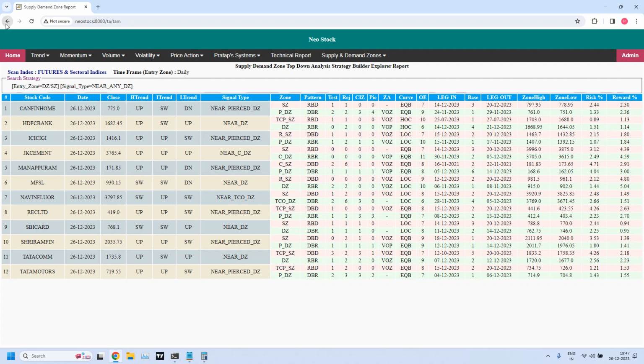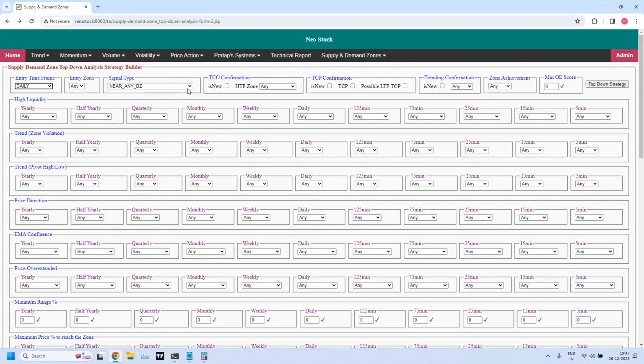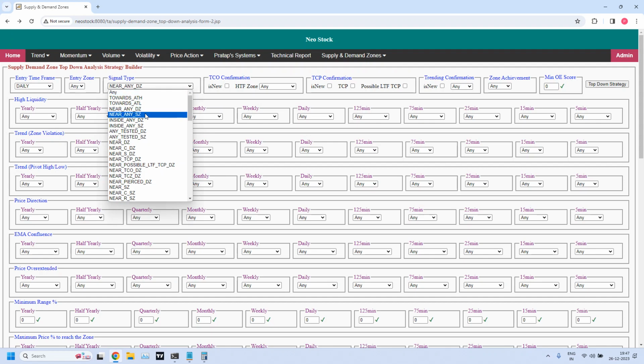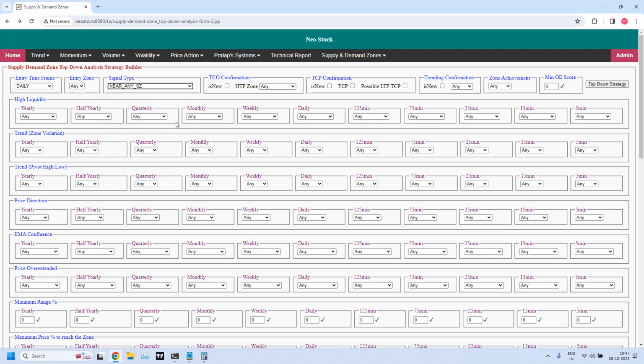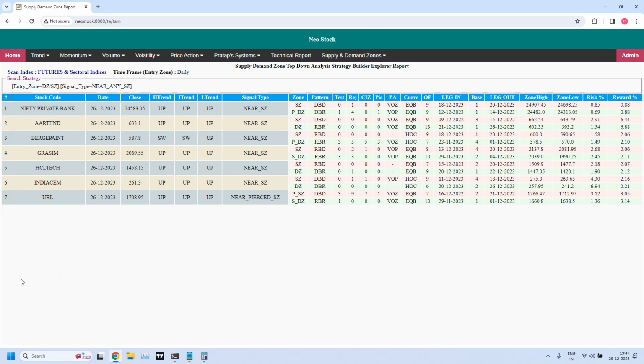So let's go back. Entry time frame is daily. Let us find the stocks near daily supply zone. 7 stocks are filtered. Any high liquidity supply zones? No daily high liquidity supply zones from this list.